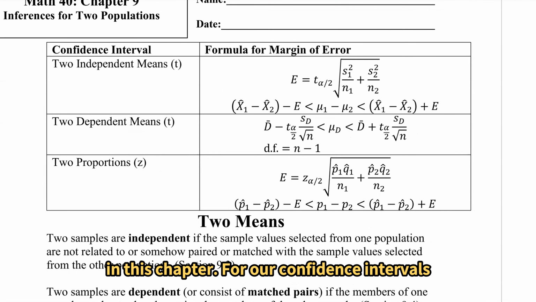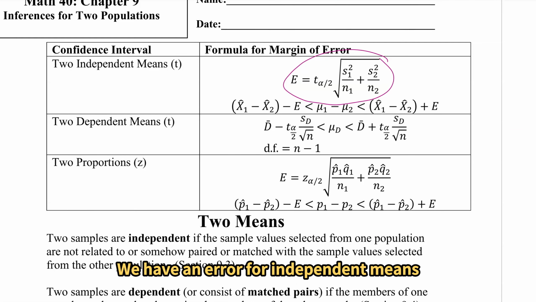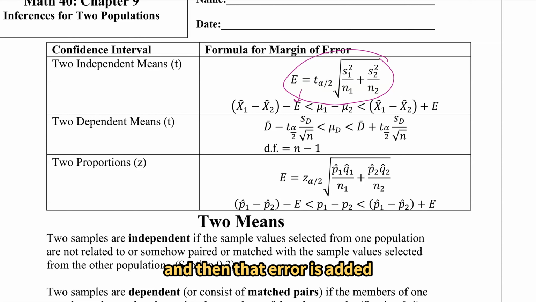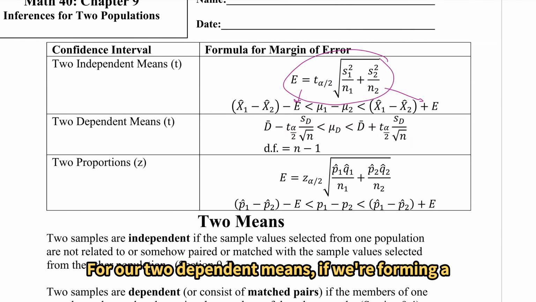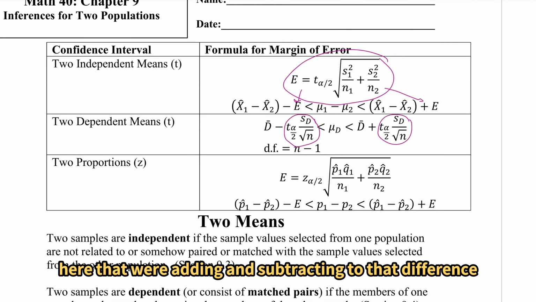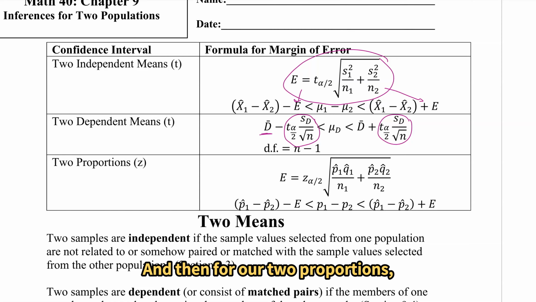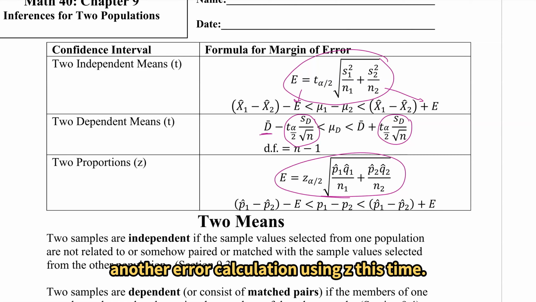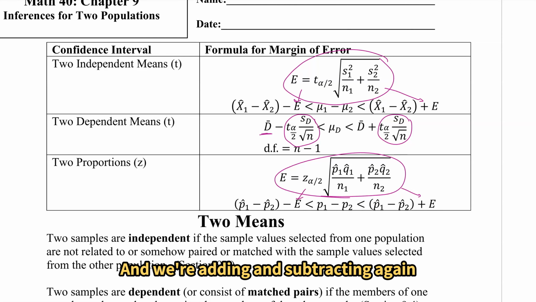For our confidence intervals, we have an error for our independent means. And then that error is added and subtracted to the sample difference, the sample mean difference. For our two dependent means, if we're forming a confidence interval, we've got another error calculation here that we're adding and subtracting to that difference between the two samples. And then for our two proportions, another error calculation using z this time, and we're adding and subtracting again from that difference of the proportions.